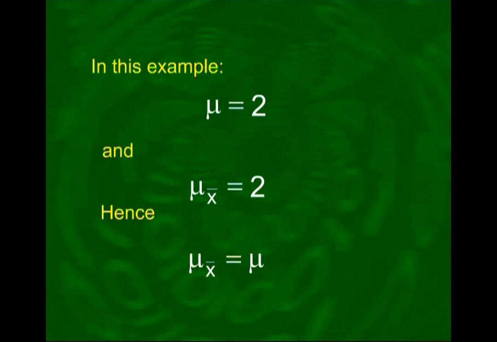Now, in this equation, on the right hand side, we have mu. Aur jab hum khali mu kehte hain, we are talking about the mean of the population. Aur aapko yaad hoga, is problem ke aagaaz mein, humne population ka mean compute kiya tha, and that also was equal to 2.